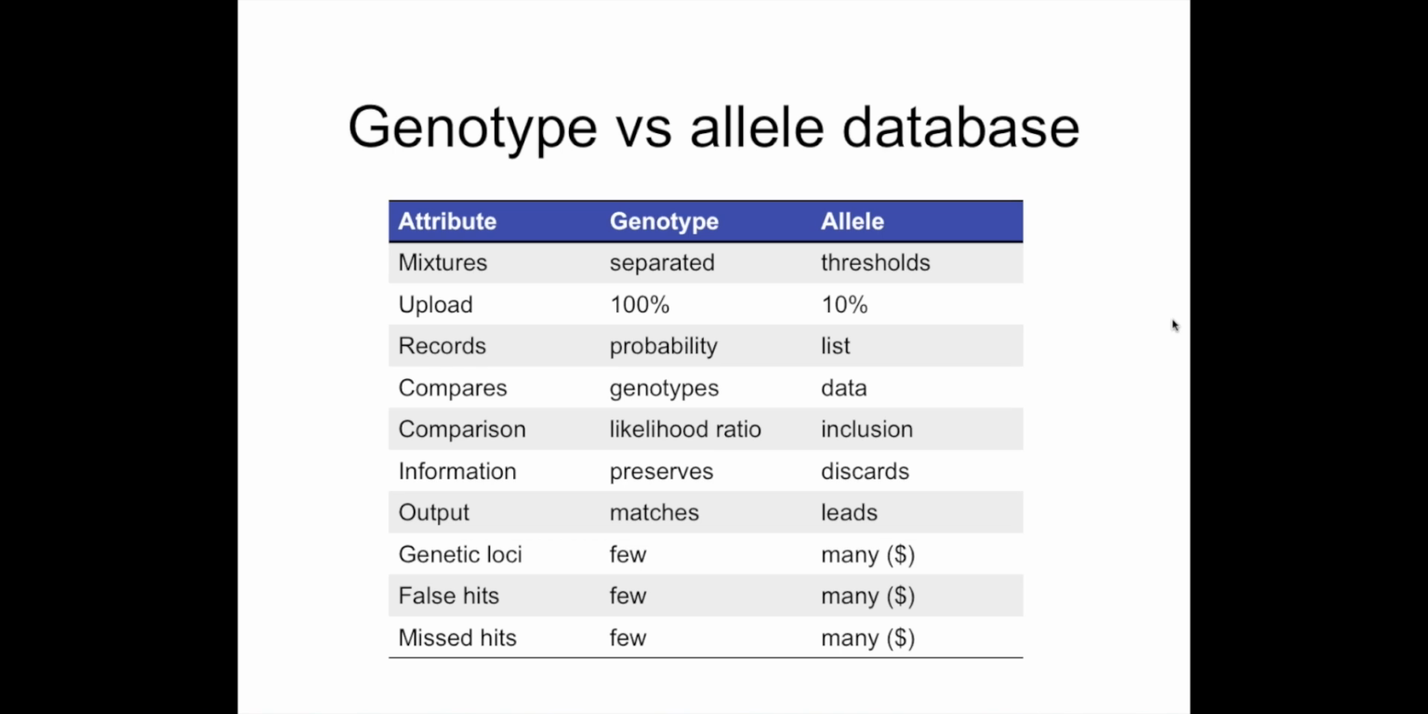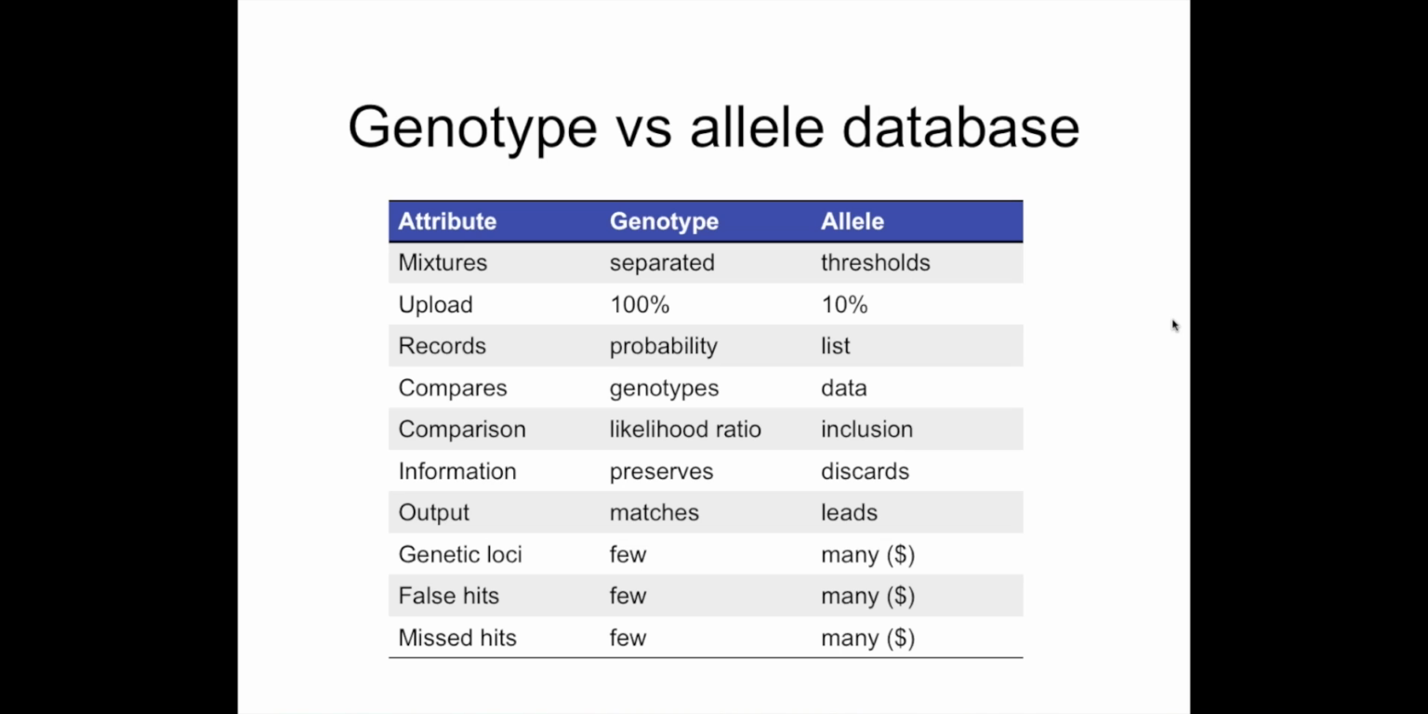The purpose of a genotype database is to preserve information. That's why it's created, whereas allele databases are not that interested in information, and so it can be discarded. The output of a genotype database are matches that are statistical with a strength, whereas the output in an allele database are investigative leads.